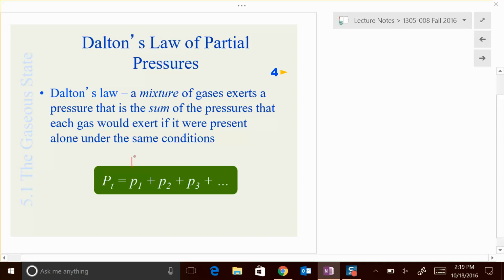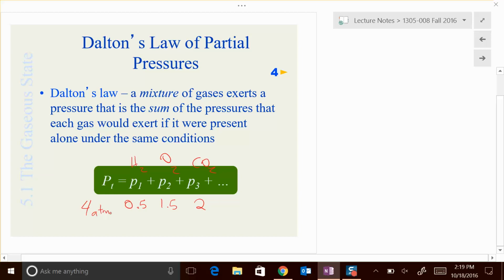So let's say you had H2, O2, and carbon dioxide gases. H2 was at a pressure of 0.5 atmospheres. O2 was at 1.5. And CO2 was at 2. What's the total pressure? 4. That's it. That's all Dalton's law is about.